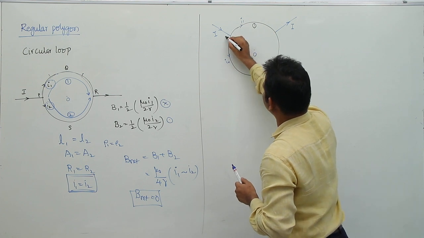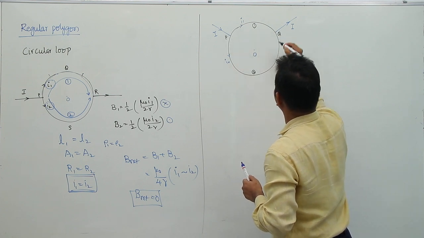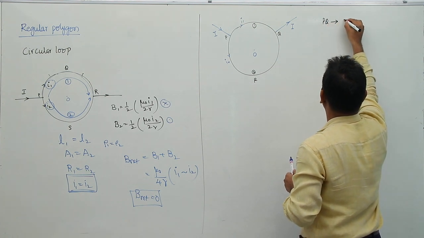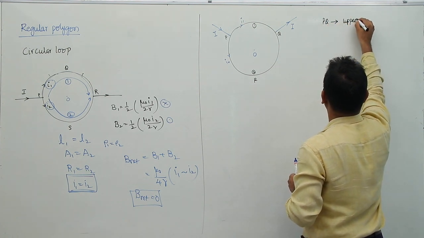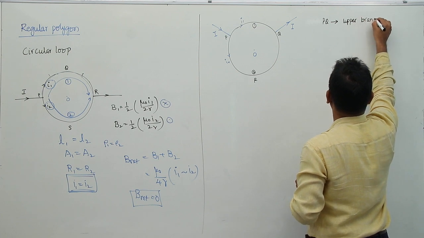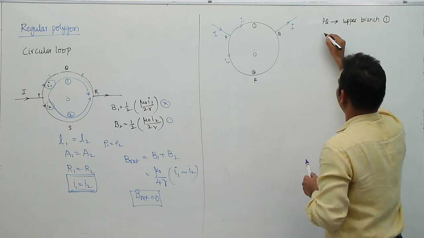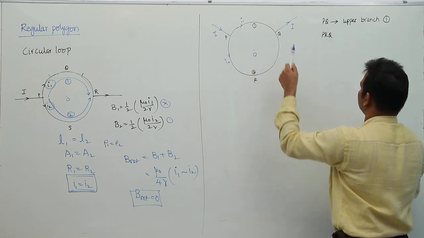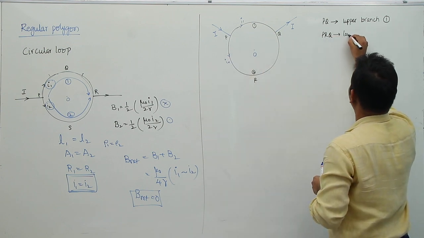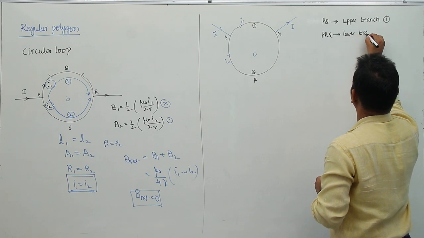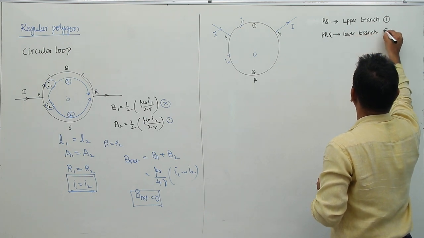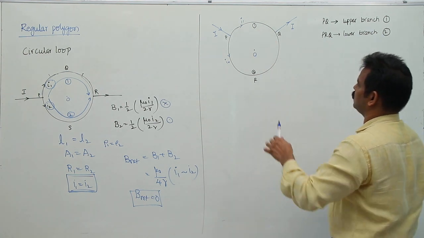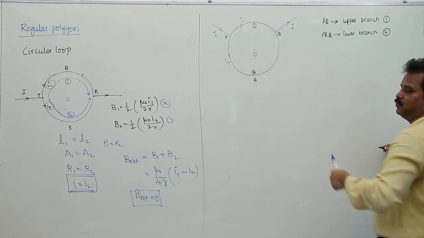Let us say this is P, this is Q, R. So PQ is the upper path or upper branch, which we denote as 1, and PRQ is the lower branch, which I am taking as 2. So what is the magnetic field at the center here due to the splitting of current at this point?